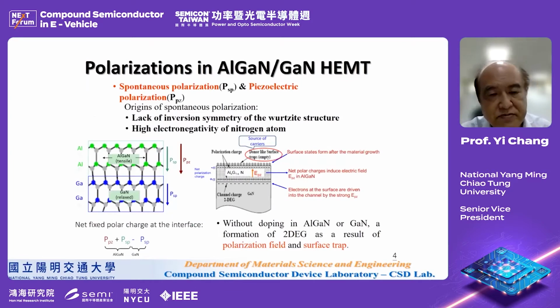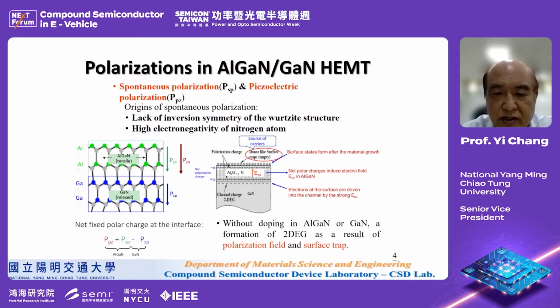This is the atomic arrangement of the atoms in the structure. We can see that we have spontaneous polarization and piezoelectric polarization. Due to the lack of inversion symmetry of the crystal structure and the high electronegativity of the nitrogen atom, an electric field is formed in the material. And at the surface, there are surface states which donate electrons. These are donor-like surface traps.